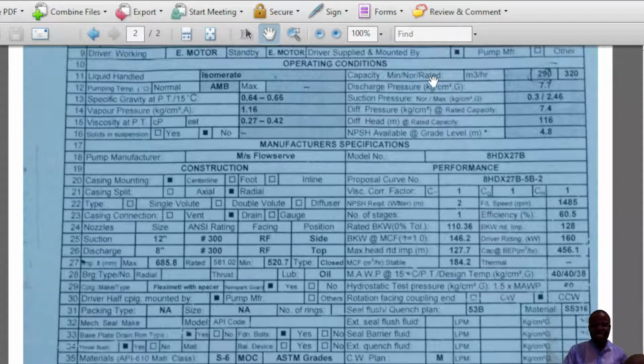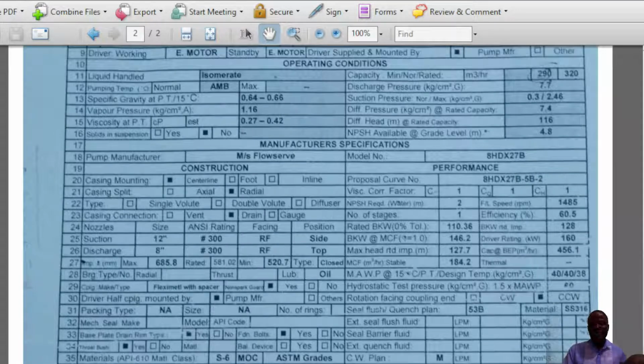Now the capacity, the normal and the rated capacity, must be specified. The discharge pressure will have to be specified. The suction pressure will be specified. The differential pressure is going to be specified. The differential head at rated capacity is going to be specified. The NPSH A, which is the net positive suction head available, which is your system characteristics, is going to be specified.